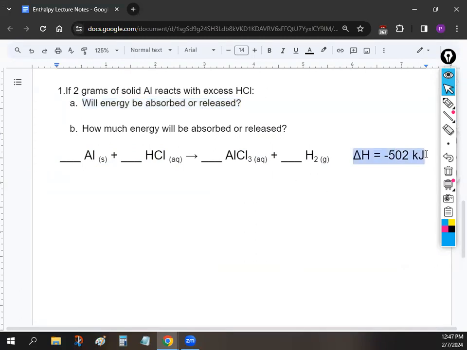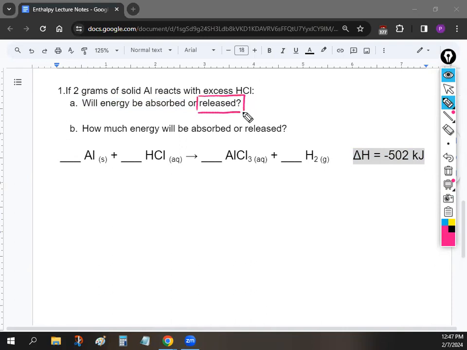So we're going to look at the delta H. If it's a negative number, is energy going to be released or absorbed? Yeah, it's going to be released. Okay, so for part A, the answer is released. And we know that it is an exothermic reaction, and that's because the delta H is a negative number. So make sure you guys jot that down.